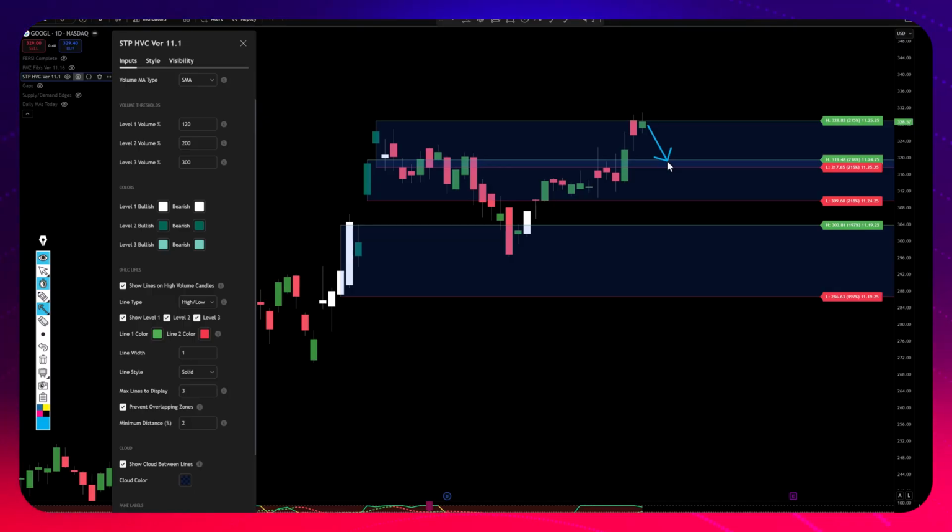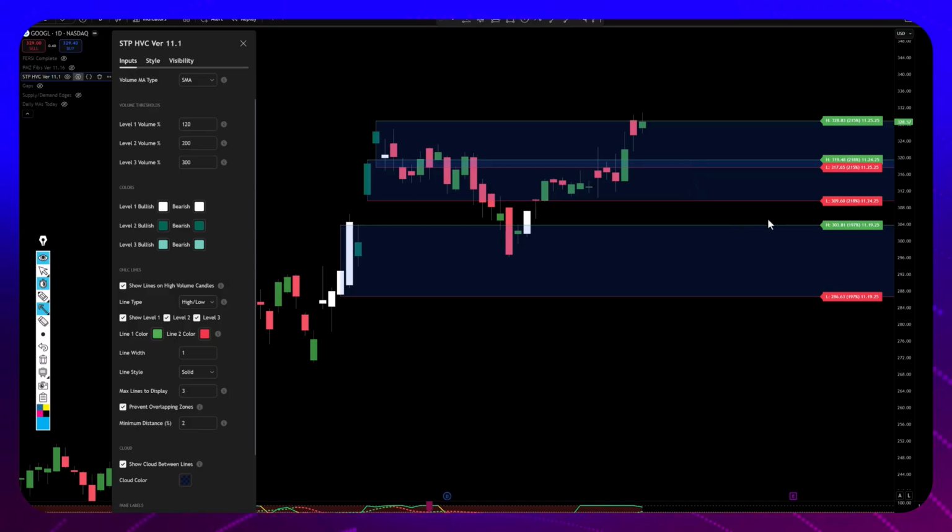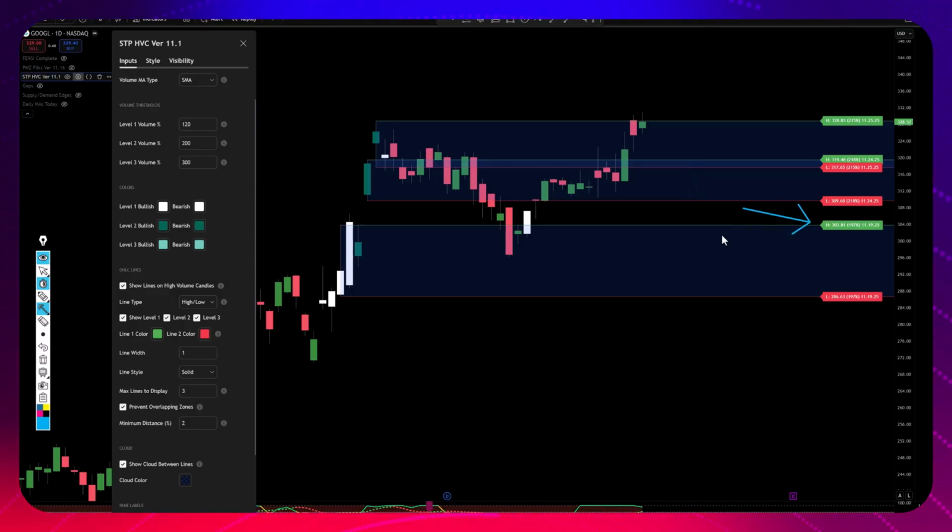this being a level where price has printed some high volume candles before, and possibly bounce from here. Or what we could see is a failure, maybe a move up here and then a move down to test the 309.60 level. If that breaks, the next level I would look at would be 303.81. And if that failed, of course, it's going to bring me all the way down to 286.63.